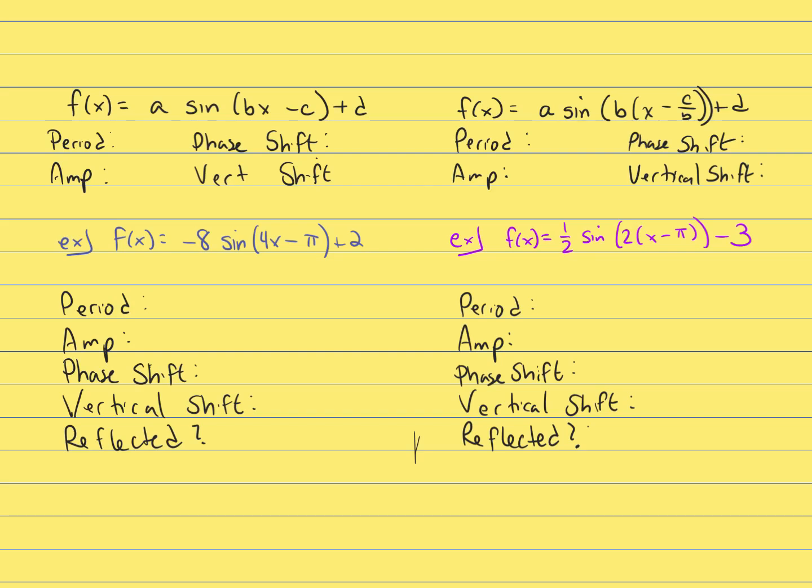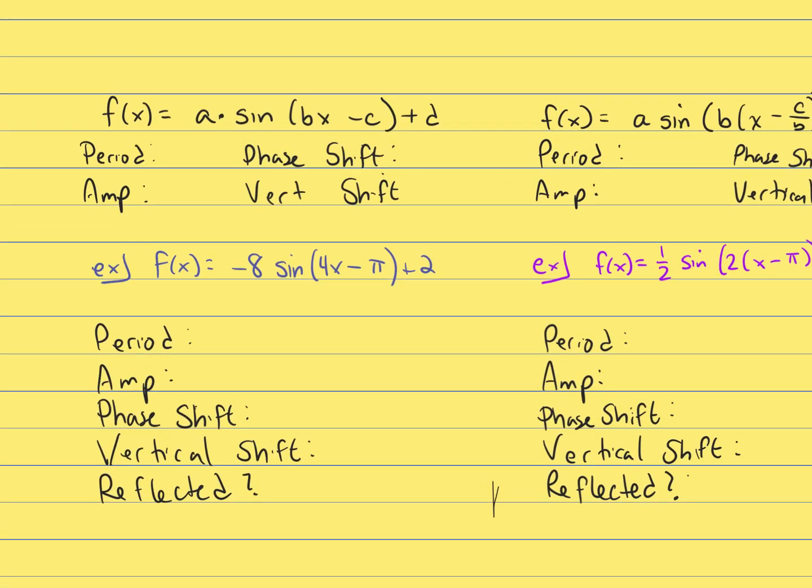Okay, just a quick review of how we can find the shifts of sine and cosine, and then talk about all the parts of a transformed sine and cosine wave. So if you have a function sine with some a out front, bx minus c, plus d, this is the traditional way we found period and amplitude.